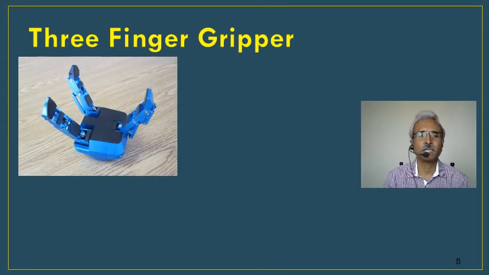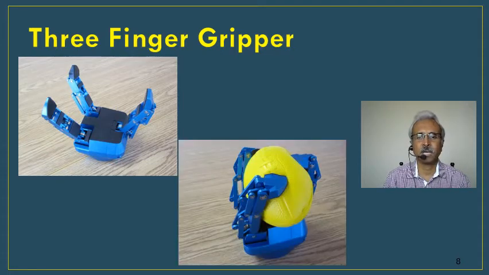So this is one typical 3 finger hand. Maybe in the next diagram you can see how this is able to hold it effectively. Especially in this case it's a ball, and if you're trying to hold a ball with 2 fingers it might slip. Instead I have 3 fingers so that I grasp it effectively.